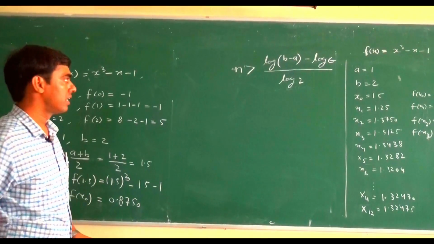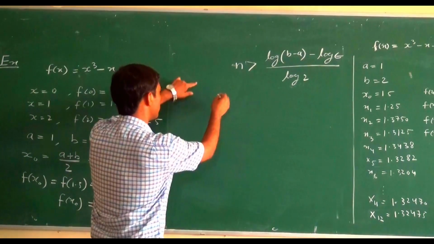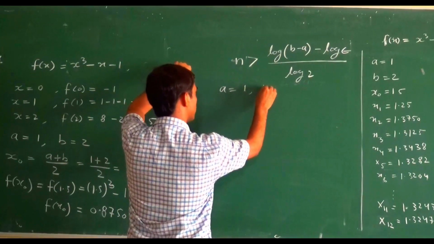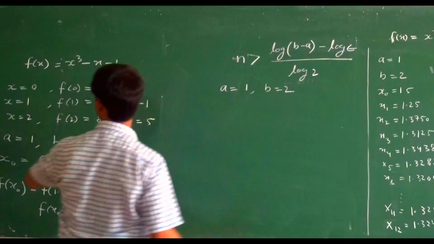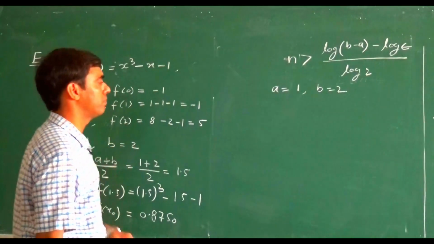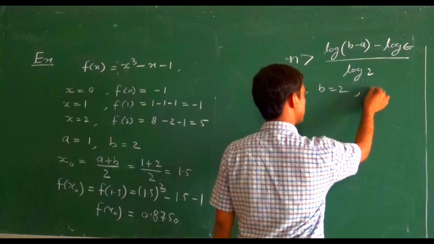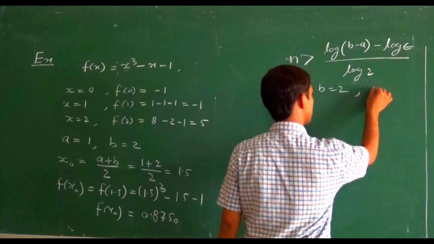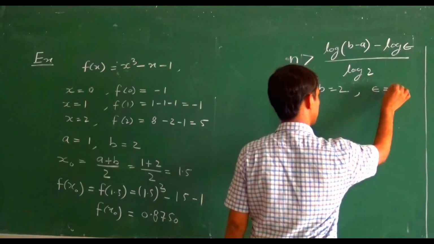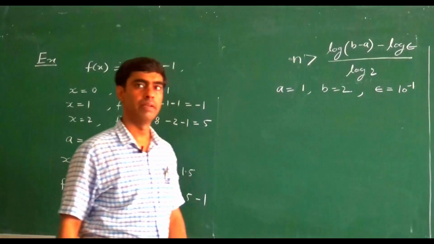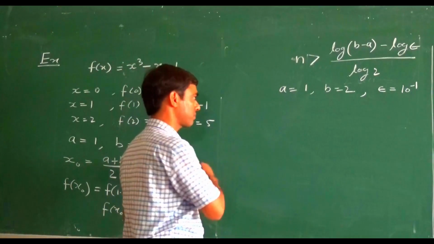So in this example, what is the value of a? The value of a is 1, the value of b is 2. Now suppose we try to find out the root correct up to 1 decimal place. Then EPS is what? 10 to the power minus 1.